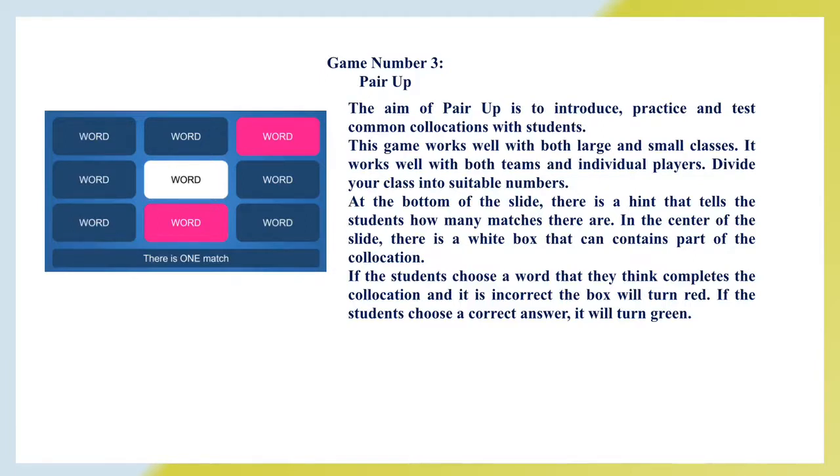Divide your class into suitable numbers. At the bottom of the slide, there is a hint that tells the students how many matches there are. In the center of the slide, there is a white box that can contain part of the collocation. If the students choose a word that they think completes the collocation, and it is incorrect, the box will turn red. If the students choose a correct answer, it will turn green.